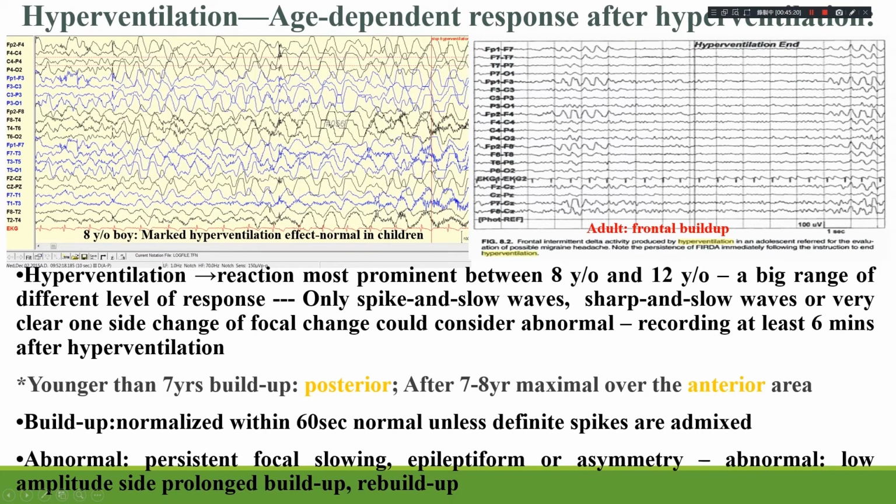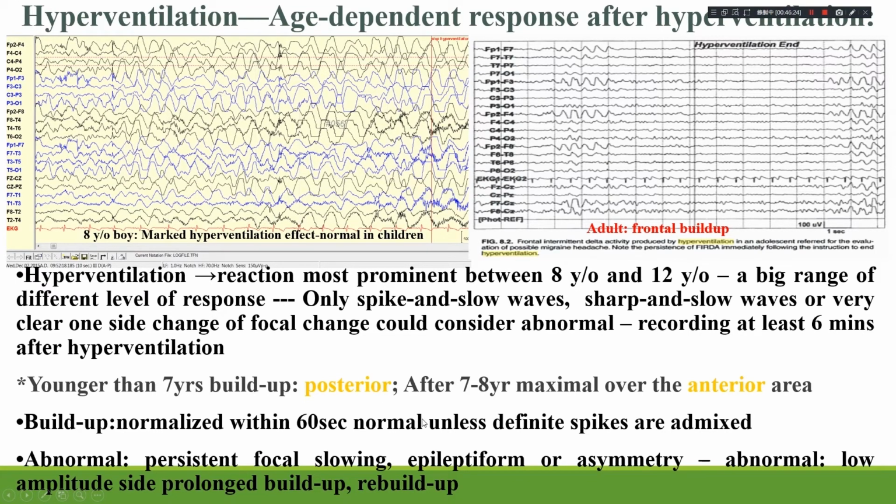The hyperventilation reaction has a very big range between individuals. And we interpret it as abnormal only when present with spike and slow wave or sharp and slow wave, or very clear one-sided or focal change. And usually we will record at least 6 minutes after the hyperventilation effort. When the patient is younger than 7 years of age, hyperventilation shows posterior build-up, posterior slow wave. After 7 to 15 years, especially in adults, there will be more slow wave build-up in the anterior part.